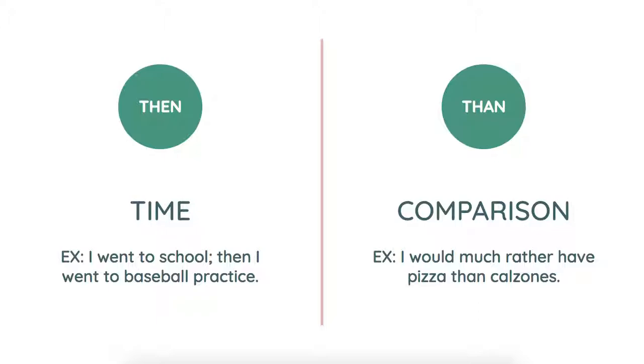Now we also have our thens. So the first then indicates time, and this is T-H-E-N. I went to school, then I went to baseball practice. The other then is actually going to be pronounced than. And this has an A in it instead of an E. This is the word that we use for comparisons. So for instance, we might say, I would much rather have pizza than calzones. So E equals time, A equals comparison. Make sure not to mix those up. You will be tested on those on the ACT.